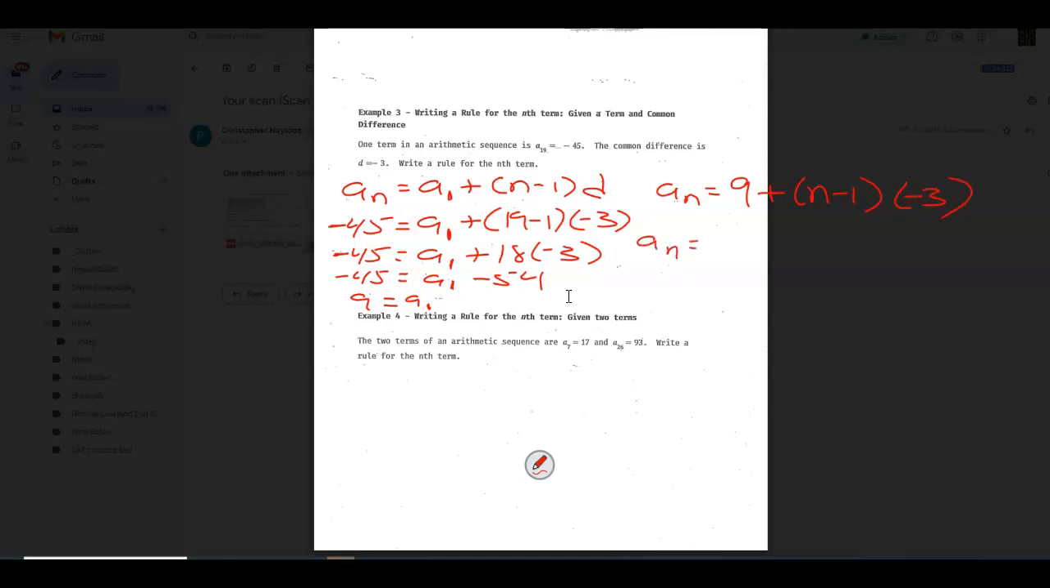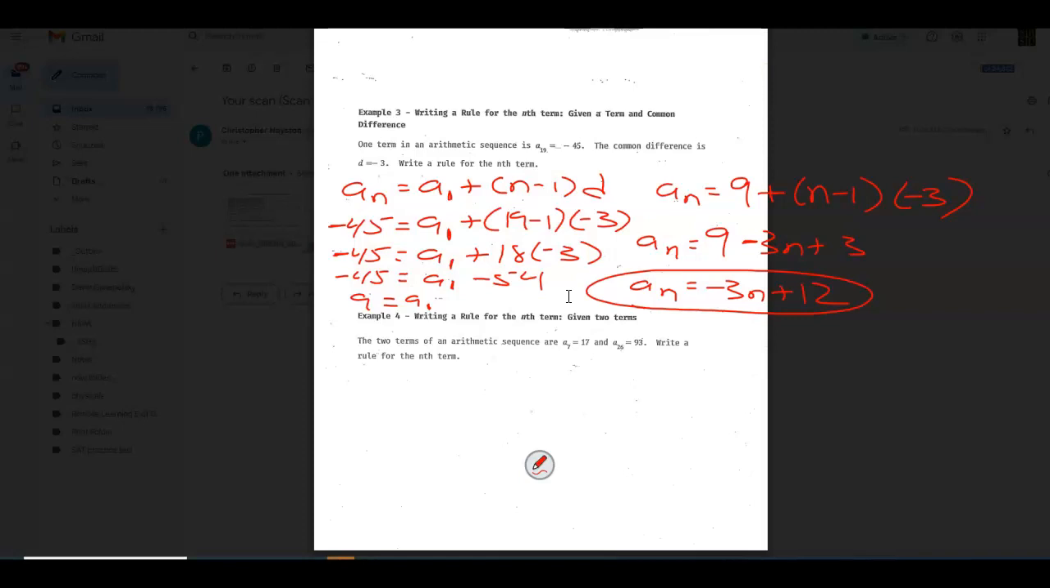A sub n equals 9 minus 3n plus 3, and my a sub n is negative 3n plus 12. And you can check your work. Put your point in. Negative 3 times 19 is negative 57, plus 12 is negative 45, and there's your number. You should be able to put your point in.